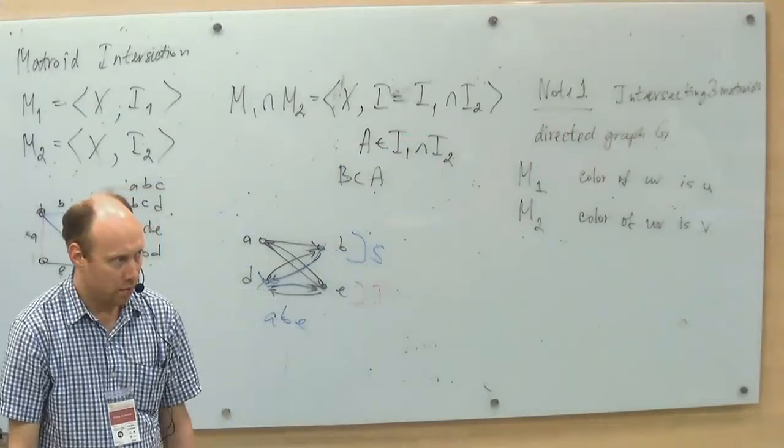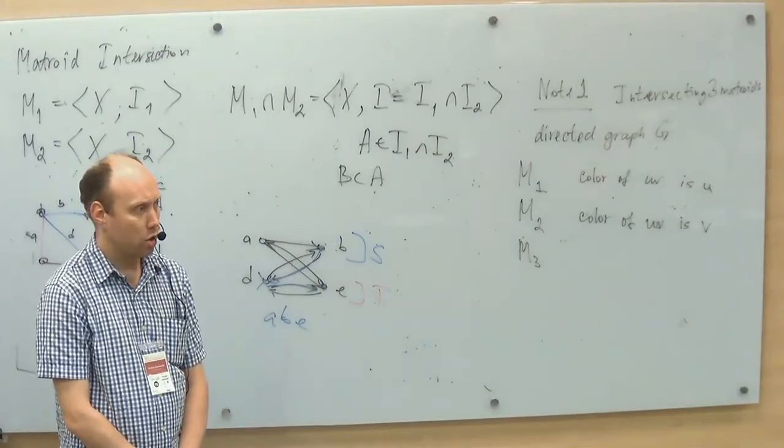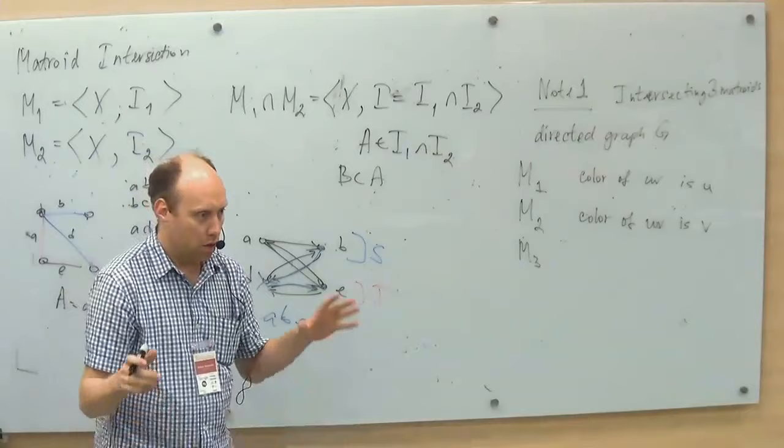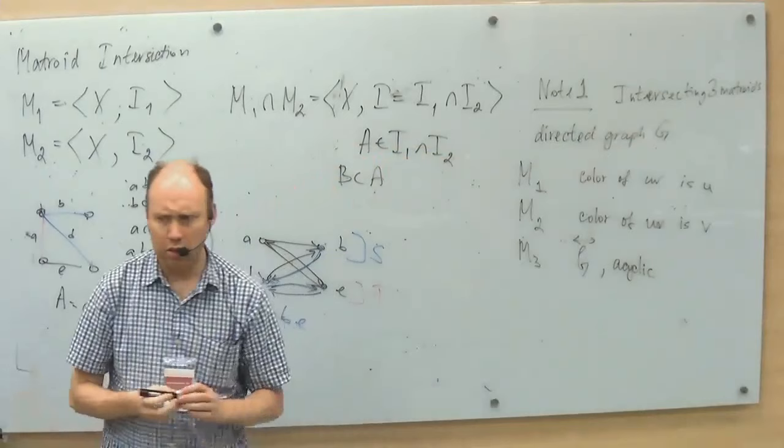And the third matroid we obtain in the following way. We forget about the direction of our edges, and just take the graphic matroid on the symmetrized undirected graph G. We claim that sets are independent if they are acyclic.